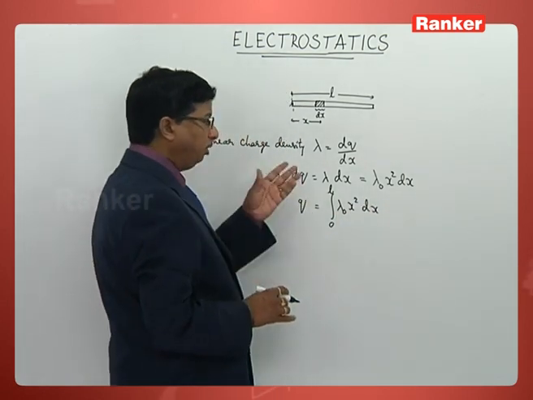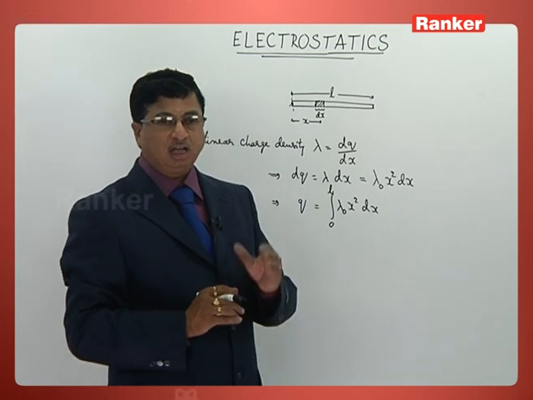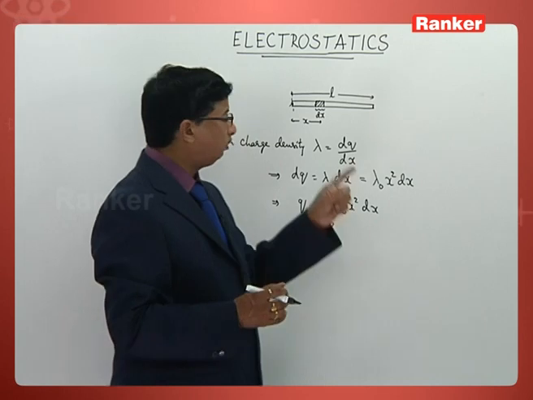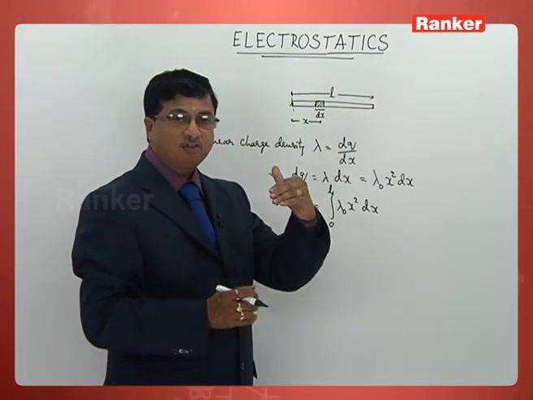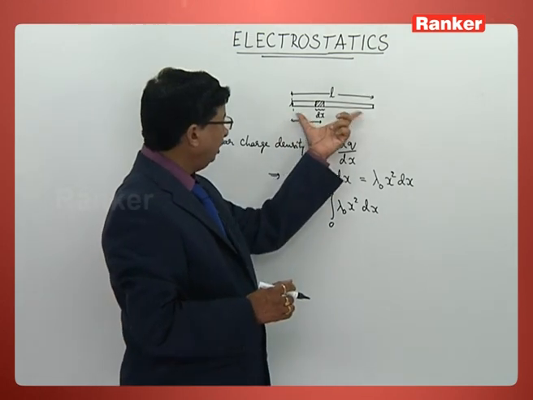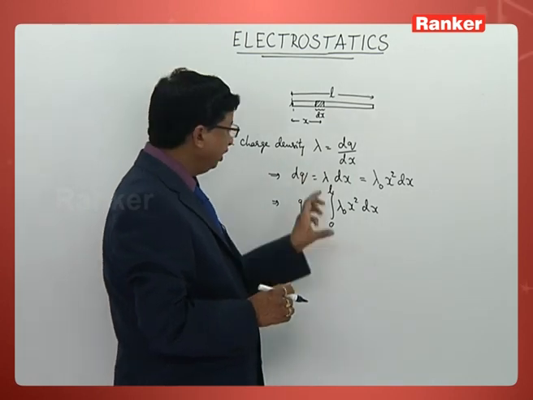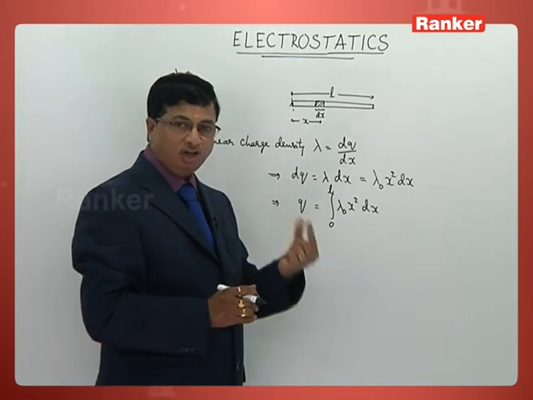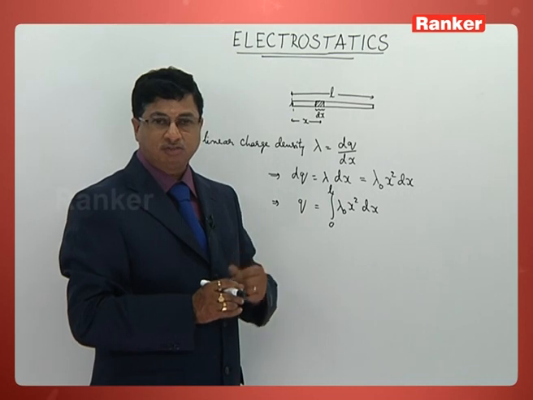In the problem, it is very clearly mentioned that x lies between 0 and L. 0 means the beginning of the rod. The end point is at a distance L from that beginning. So the total length is L. Between 0 and L, when I integrate this value, I will get the total charge on the entire length of this rod. That is the basic concept.